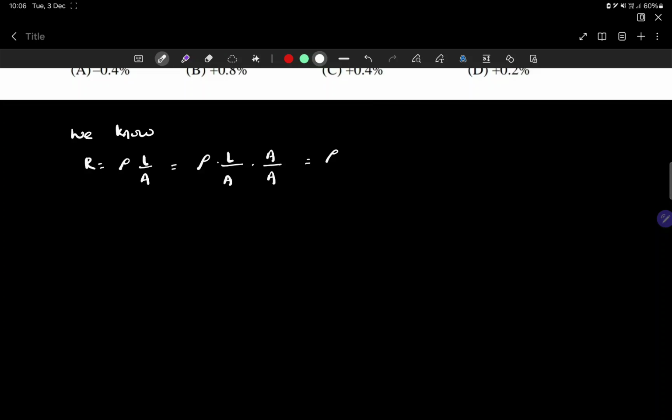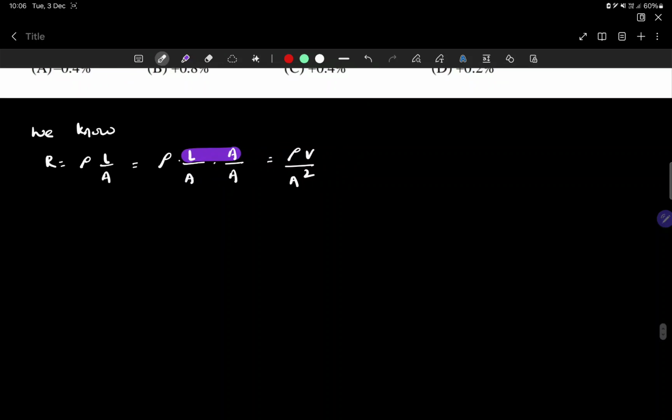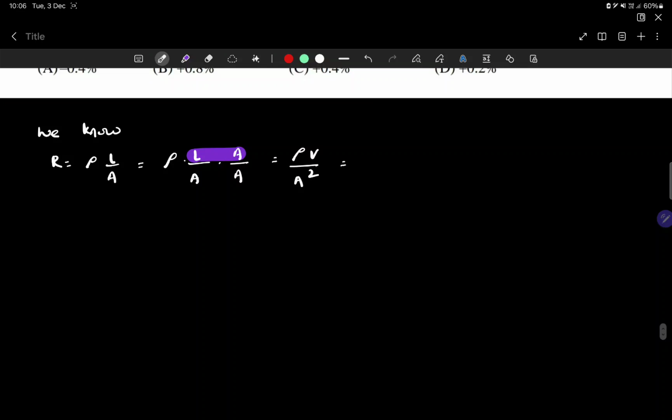So it will be rho L into A, we can write it as length into area of cross section, that is volume, divided by A square. And here A is the area of cross section. Don't think that it is area. This is area of cross section. So this will be pi r square. So rho V by (pi r square) whole square. So rho V by pi square r to the power 4. And also you see rho V by pi square, this is a constant.